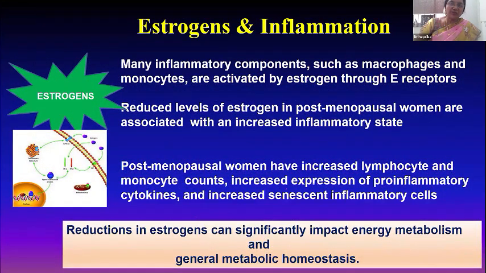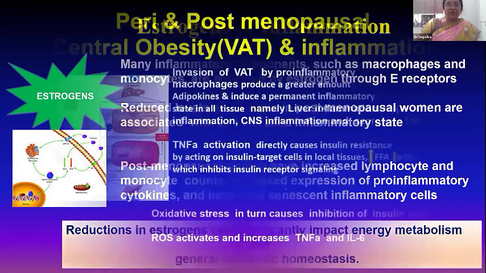So a word about estrogen and inflammation. Many inflammatory components such as macrophages and monocytes are activated by estrogen through estrogen receptors. When there is a reduced level of estrogen in postmenopause, it is always associated with an increased inflammatory state. This is called inflammaging. Postmenopausal women have increased lymphocyte and monocyte counts, increased expression of pro-inflammatory cytokines and senescent inflammatory cells. All this has a significant impact on energy metabolism and general metabolic homeostasis.